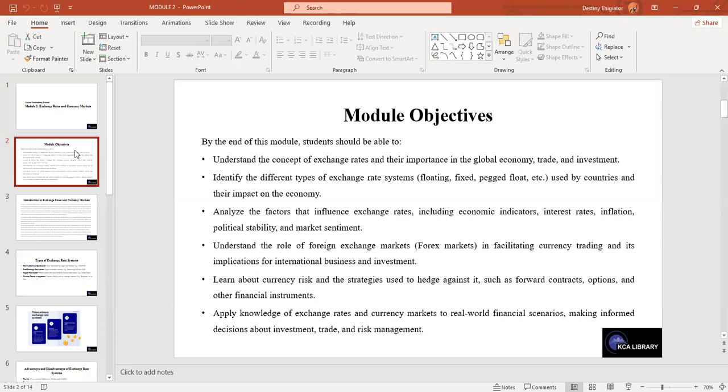Students will be able to learn about currency risk and the strategies used to hedge against it, such as forward contracts, options, and other financial instruments. Students should be able to apply knowledge of exchange rates and currency markets to real-world financial scenarios, making informed decisions about investment, trade, and risk management.